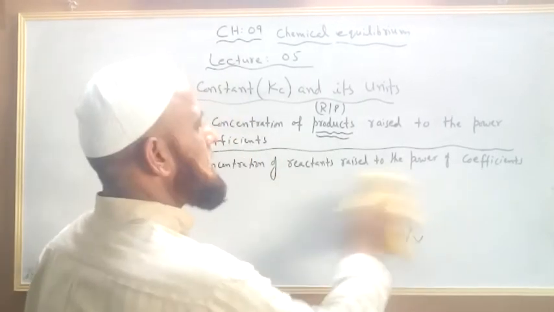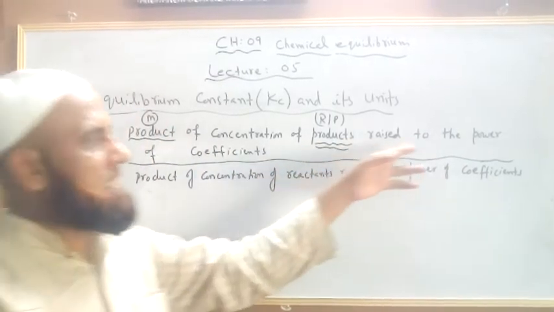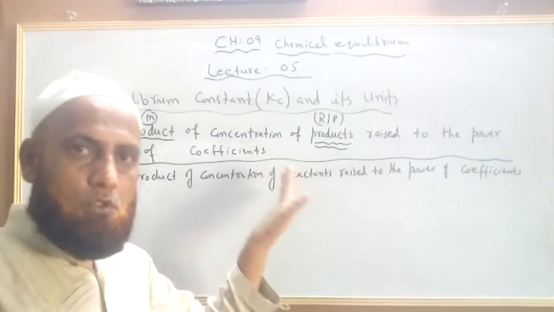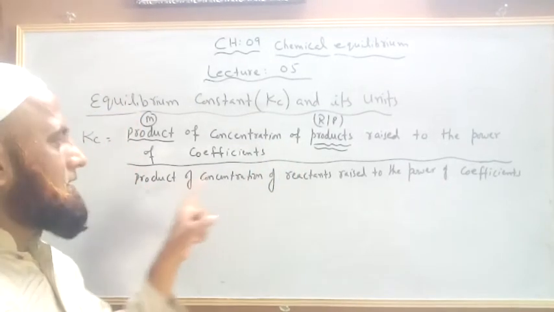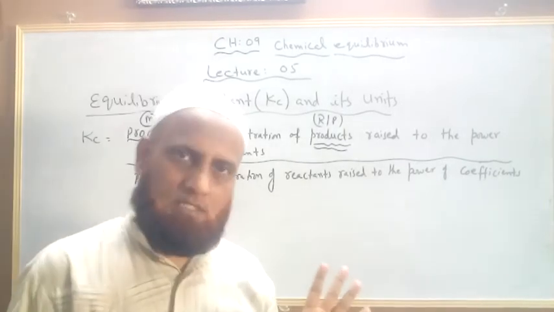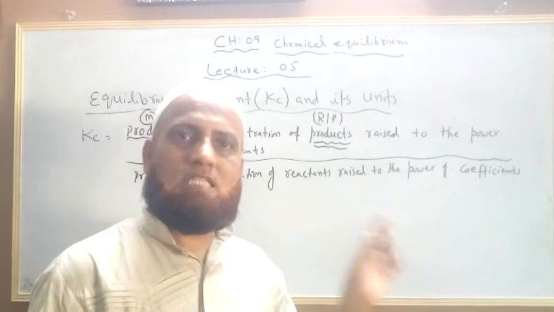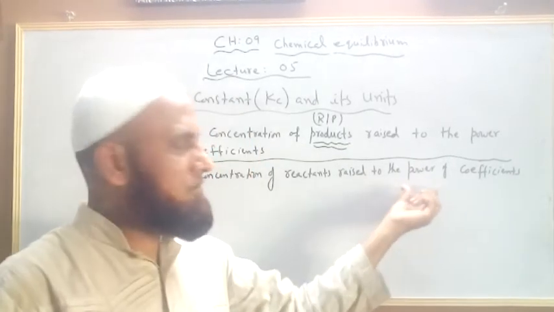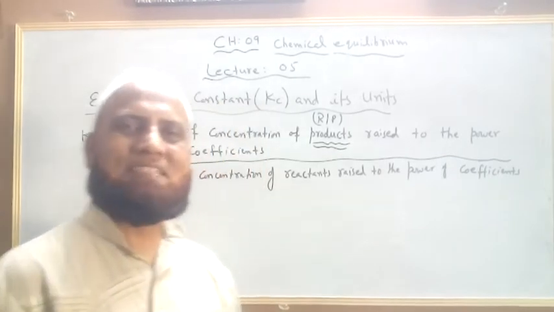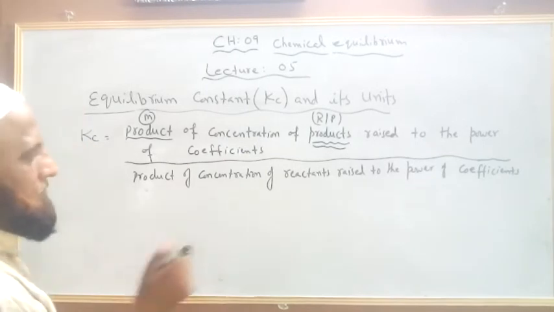So again, equilibrium constant is the ratio between the product of concentration of products raised to the power of coefficient to the, after that you have to use the product of concentration of reactants raised to the power of coefficient. This is the definition. Coefficient as in balanced chemical equation. Got it?